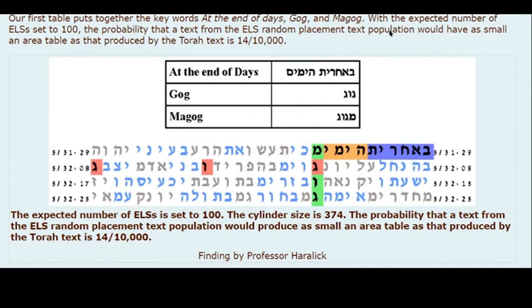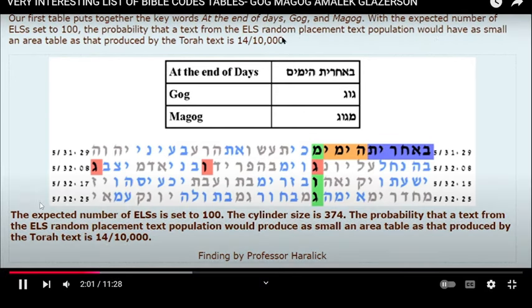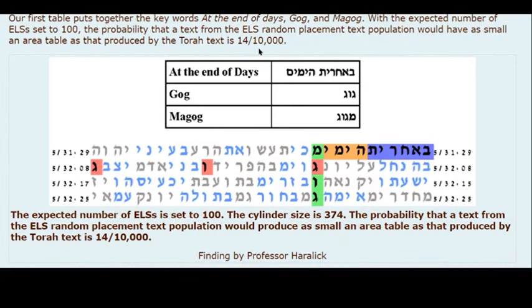With the expected number of ELS. ELS, as mentioned many times, is equal letter sequence, from letter to letter with the same skip of letters. So the probability that a text from the ELS random placement text population would have a small area table as that produced by the Torah text is 14 in 10,000, which is really 1.4 in thousands.